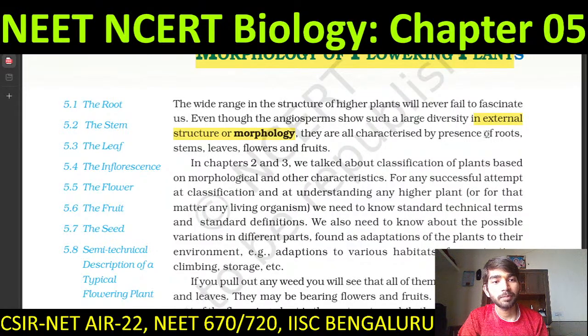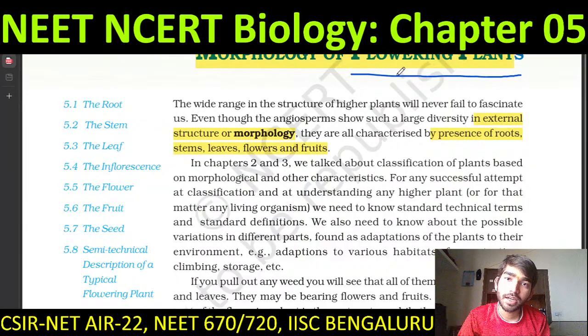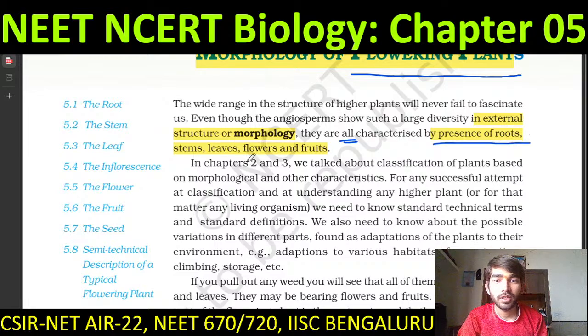They are all characterized by the presence of roots, stem, leaf, flower, and fruits. So remember, here is a very important word: flowering plants. This is very important. We are not talking about the earlier plants like bryophytes, pteridophytes. Those are not considered flowering plants. Here we are talking about the advanced plants, the flowering plants, and that is why it says that all of them are characterized by the presence of root, stem, leaf, flowers, and fruits.